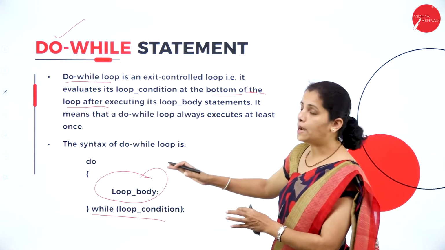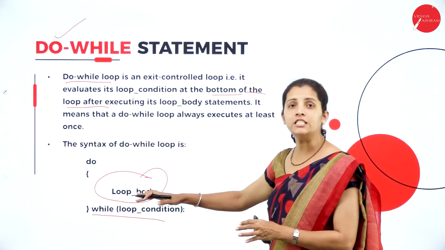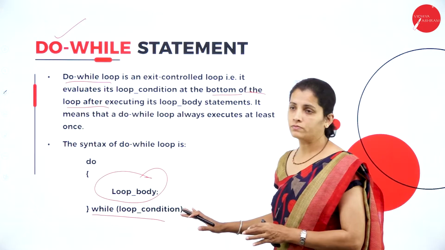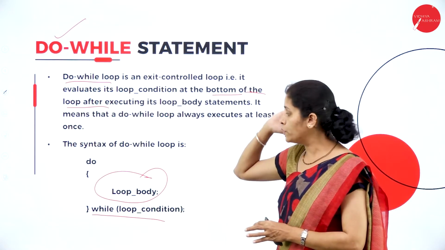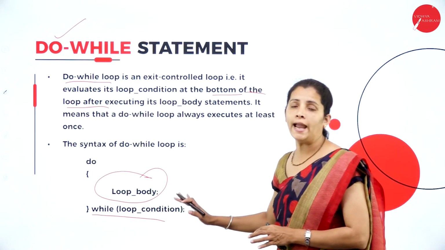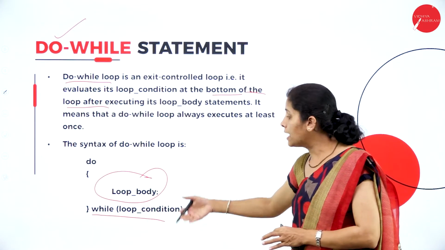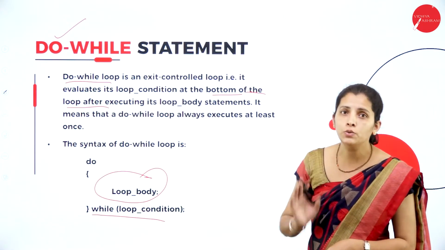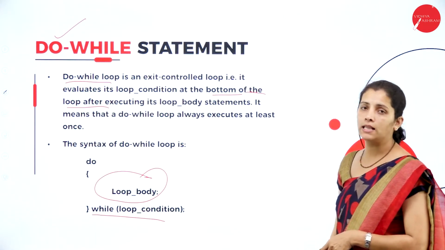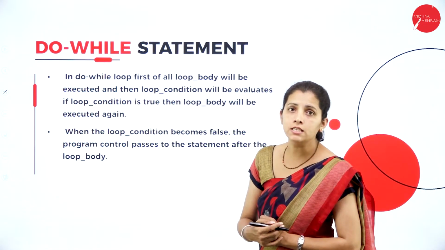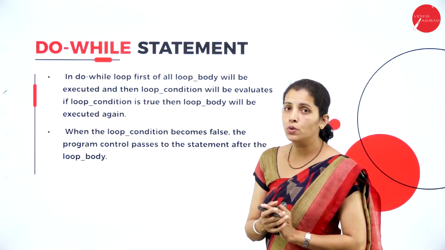Similarly, here what I'm going to do? I'm going to execute this statement. Later, I'm going to check the condition. So I'm going to execute this statement and I'm going to check the condition at the end. Even though the condition is false, I'm still going to execute this statement at least once. Now, dear student, let's see how this do while statement is going to execute.